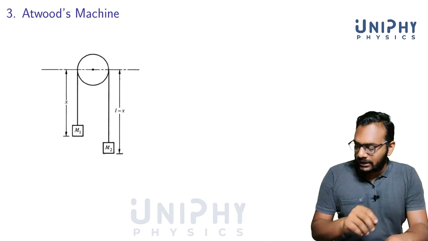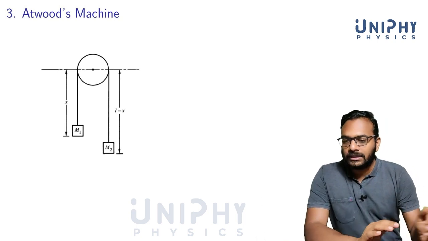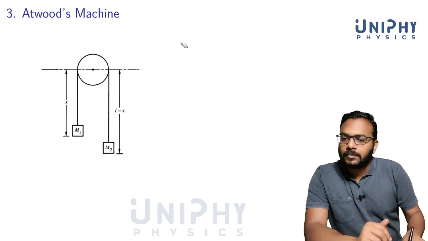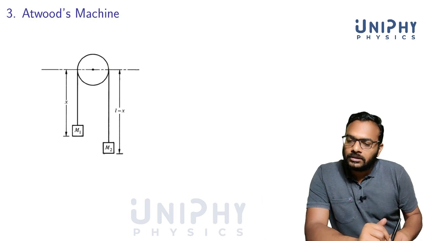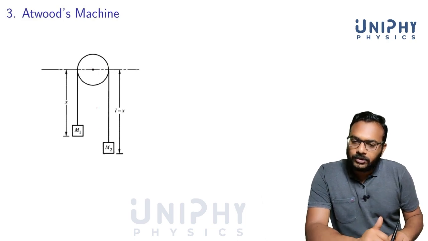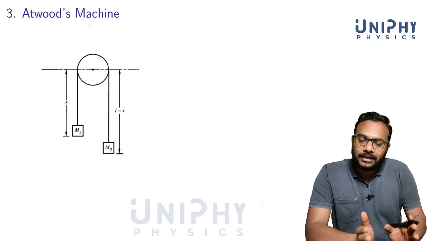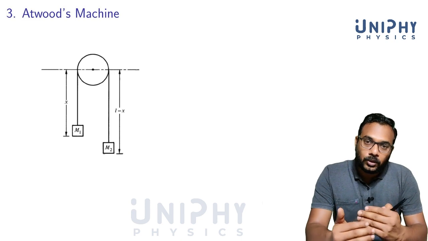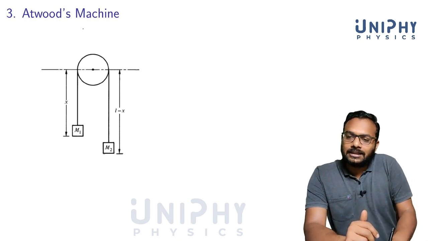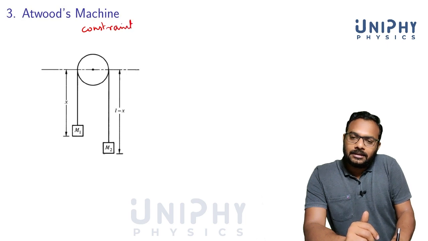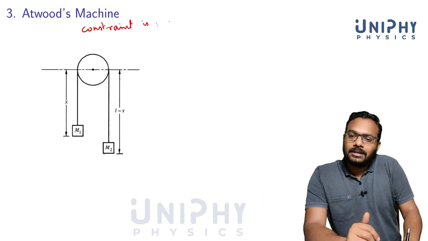Well, let's solve another interesting problem. It's called the Atwood's machine. So we have two masses, M1 and M2, and a pulley here. The total length of the string is L. The constraint is that the length of the string remains the same. The string is non-extensible.